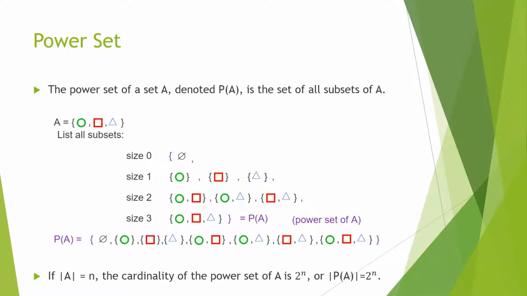As a general case, if you have a finite set like A and the cardinality of A is n, then the cardinality of the power set of A is equal to 2 to the power n. That's why we call it the power set, because its cardinality is 2 to the power of the cardinality of the original set. We can prove this. We will prove it later in the next chapters.